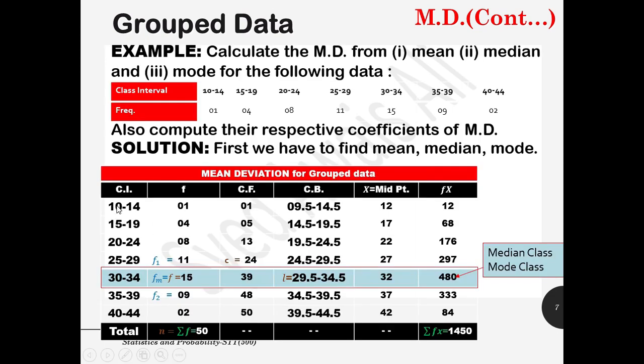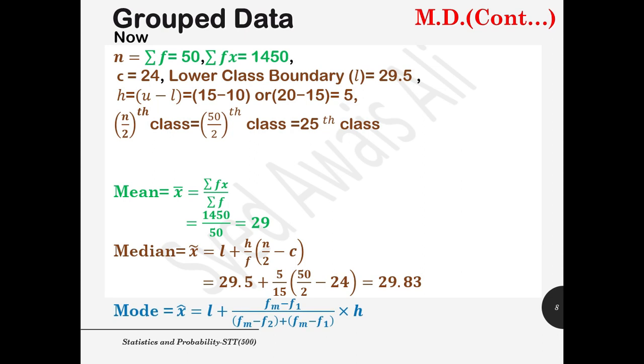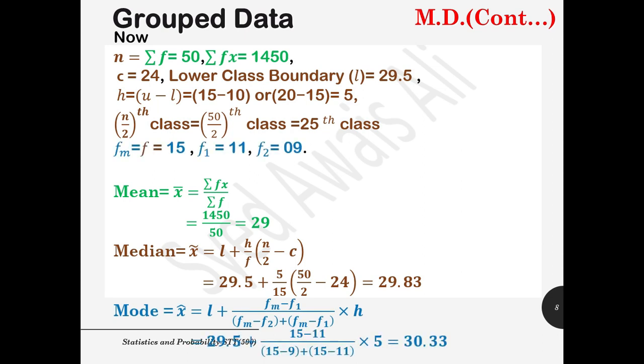So the class interval of the mode class is 15 minus 10, 20 minus 15, 25 minus 20, 30 minus 25, 35 minus 30, 40 minus 35. All will give you H is equal to 5, and you have to place all the values and find X hat, that is 30.33 here.